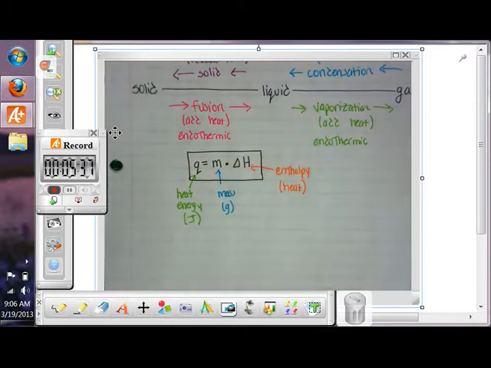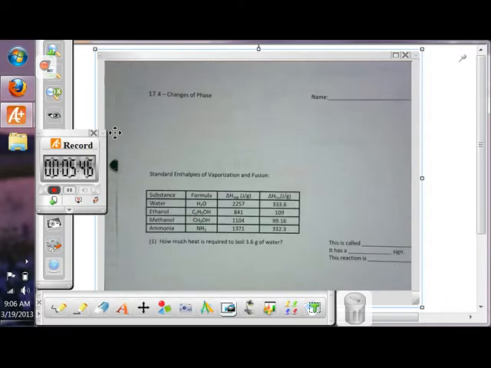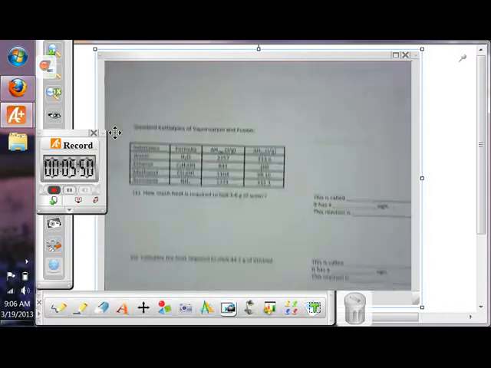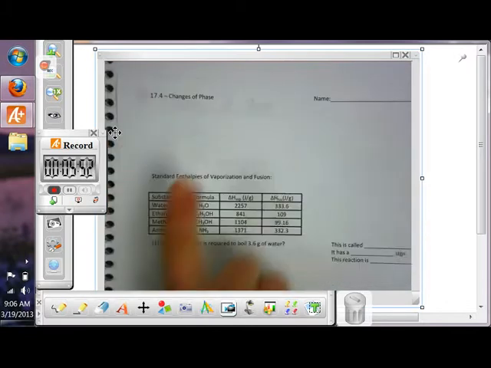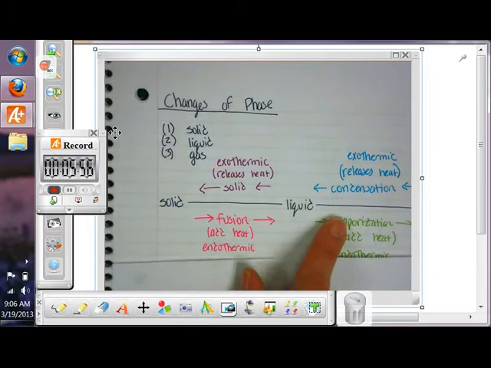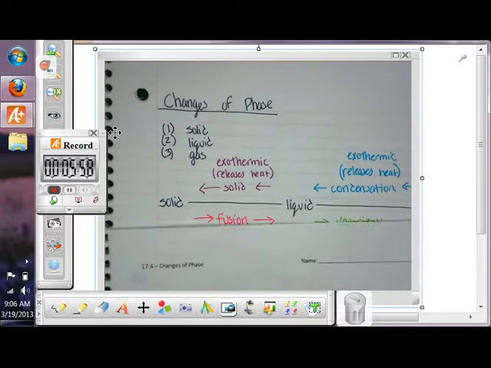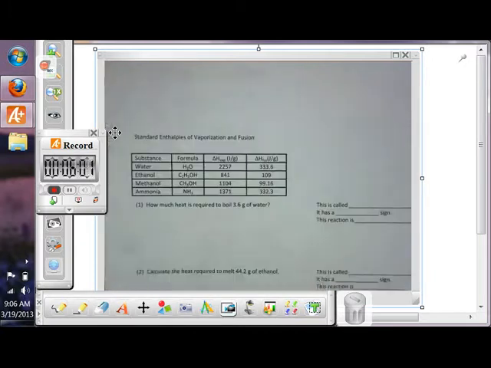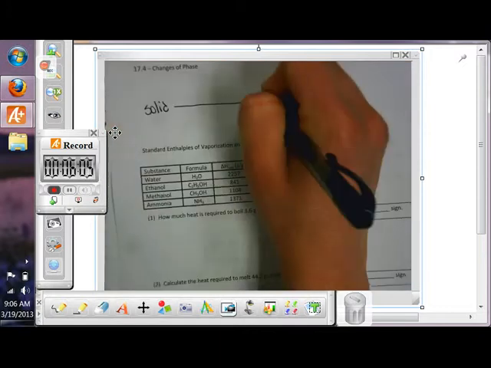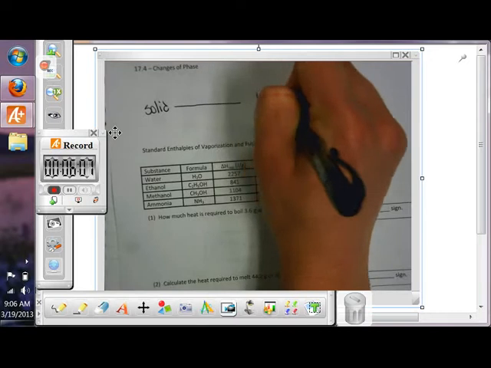Now, if you don't have the worksheet printed out, I would go ahead and print it out now. You're going to need 17.4. Okay, if you don't have it, then maybe you can just write the problems in your chem journal. So at the top here, there's this whole space, and I'm basically just going to rewrite what I wrote right here. And so let's go ahead and do that. So solid, line, liquid, line, gas.